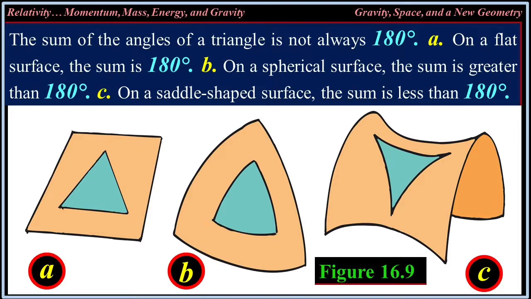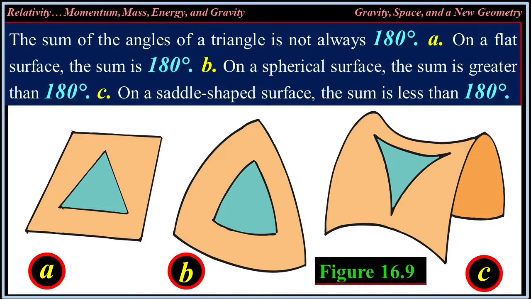The sum of the angles of a triangle is not always 180 degrees. A. On a flat surface, the sum is 180 degrees. B. On a spherical surface, the sum is greater than 180 degrees. And on a saddle-shaped surface, the sum is less than 180 degrees. For a triangle drawn on a saddle, negative curvature, the sum is less than 180 degrees.